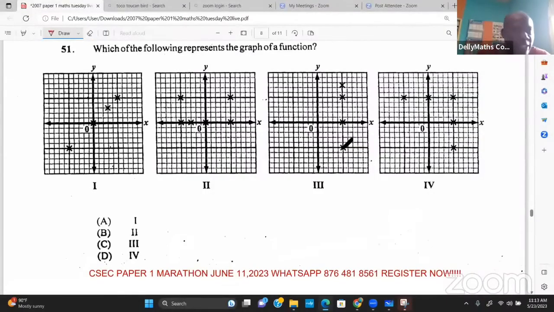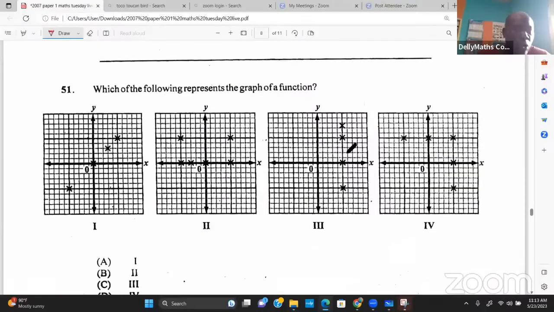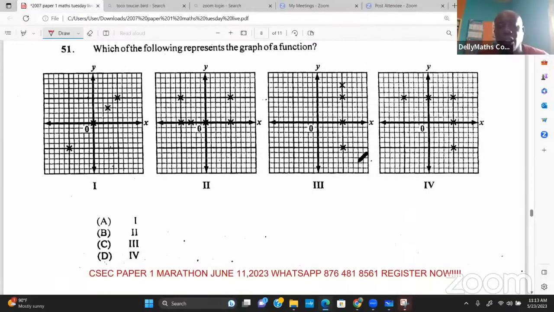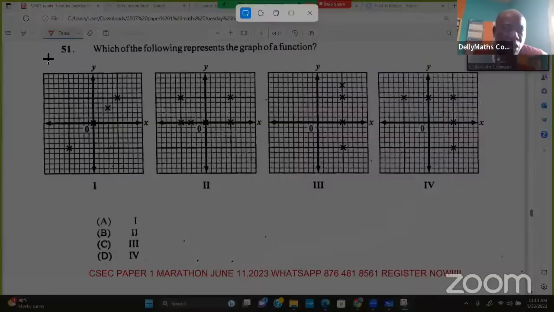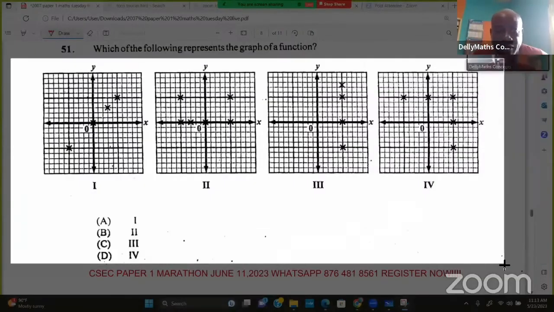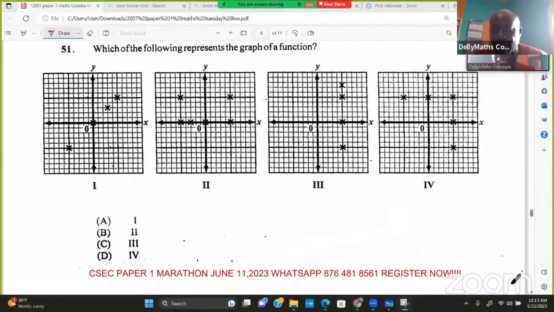All right. We're continuing. So we're going. 51. Which of the following represents the graph of a function? Talking about a function. Now, the concept of a function is that if I should take a vertical line, right? So there are two concepts. One has to do with taking a vertical line test. So with this one, I could do the vertical line test right there.